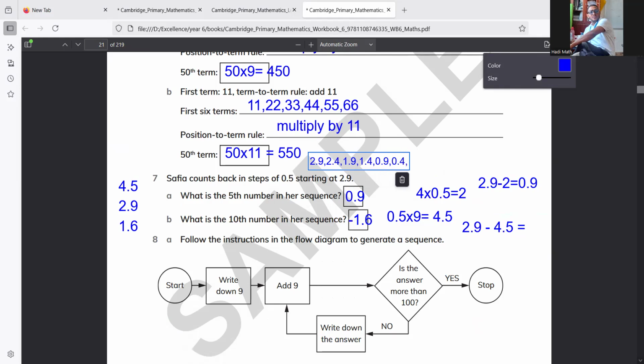You subtract again 0.5, it's going to be negative 0.1. You subtract again 0.5, it's going to be negative 0.6. Again, it's going to be negative 1.1. Then again, it's going to be negative 1.6. If you count it, you find this is the 10th term: first, second, third, fourth, fifth, sixth, seventh, eighth, ninth, 10th. So the 10th term is equal to negative 1.6. This is how you do it.